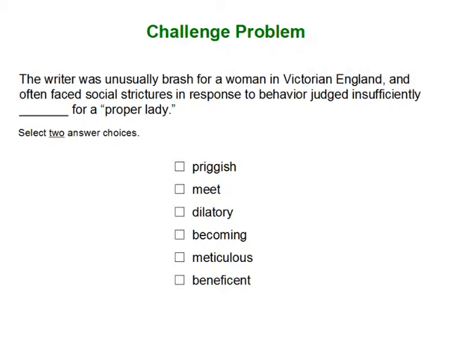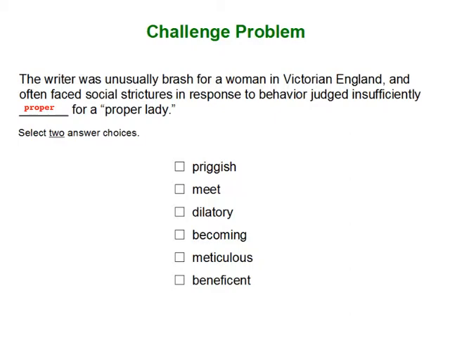Tough problem here, especially when we get to the choices. Now, in the sentence, the writer was unusually brash for a woman in England and often faced social strictures in response to her brash behavior, which was judged insufficiently blank for a proper lady. So, insufficient. She is lacking something for a proper lady. So I think the easiest fill-in here is just to recycle proper. So it was insufficiently proper for a proper lady. She was brash and insufficiently proper.